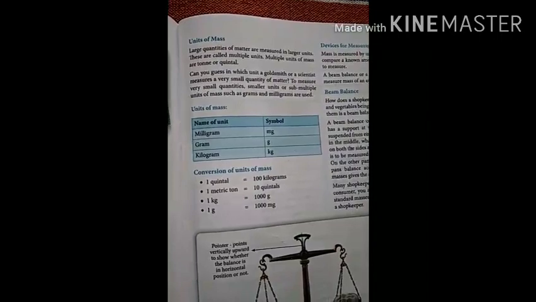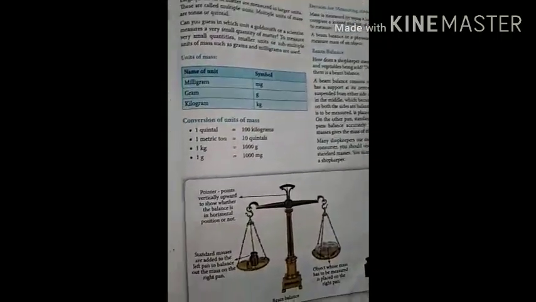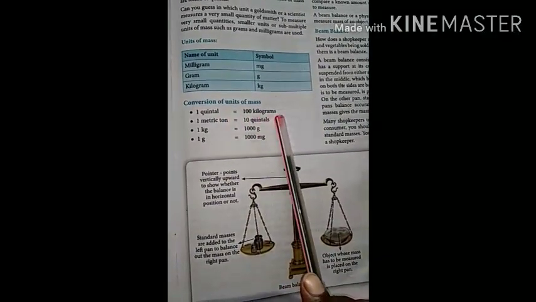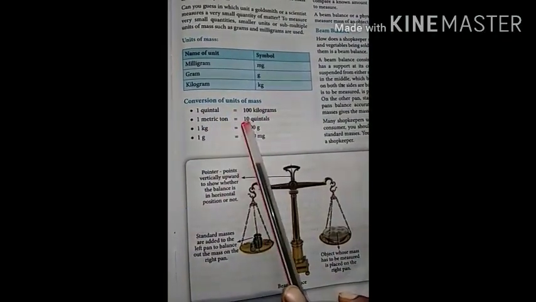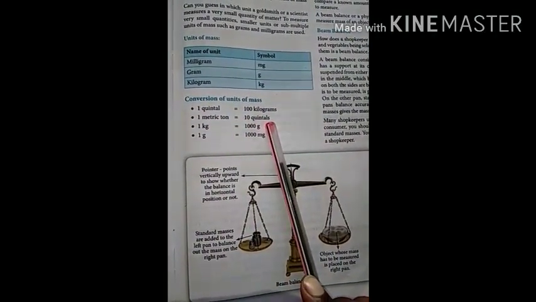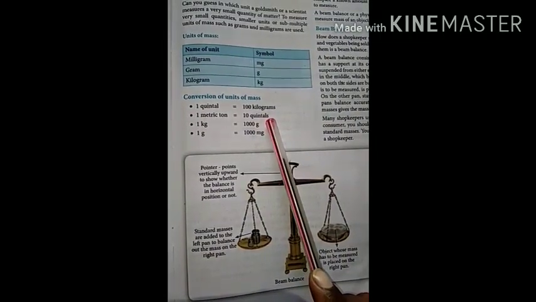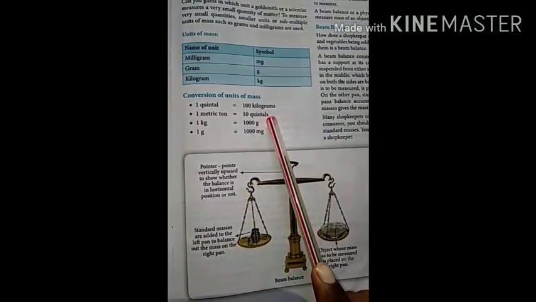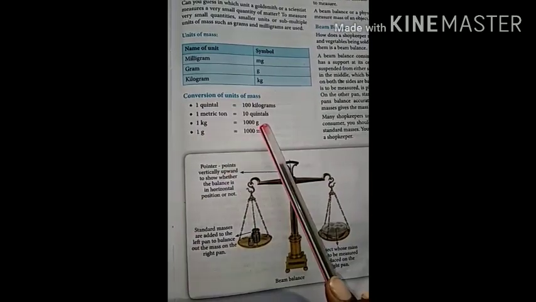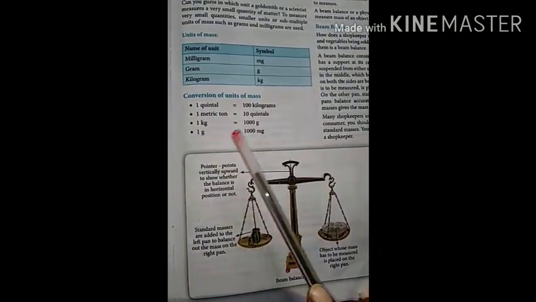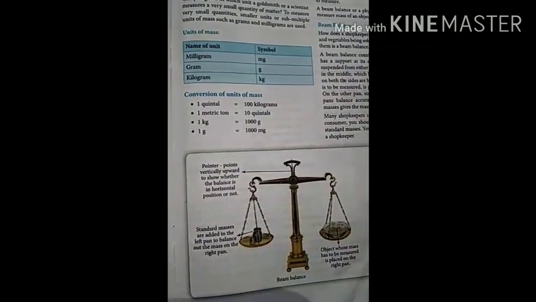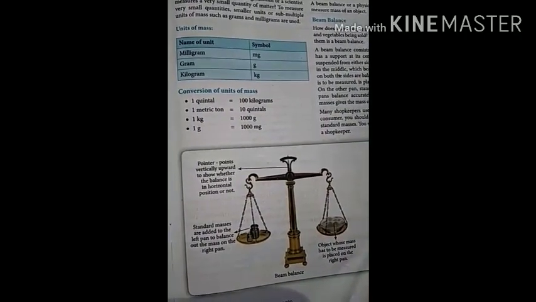Now, conversion of units. 1 quintal is equal to 1000 kilogram. 1 metric ton is equal to 10 quintal, which is equal to 1000 kilogram. 1 kilogram is equal to 1000 gram. 1 gram is equal to 1000 milligram. These are the different units of mass.